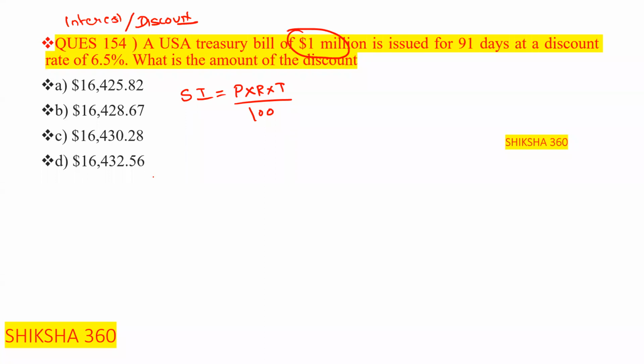Just put in the formula: discount is equal to principal, 1 million, into rate 6.5 upon 100, into time, 91 days. They have given it in days, but we have to convert it into years, so we have to simplify it.